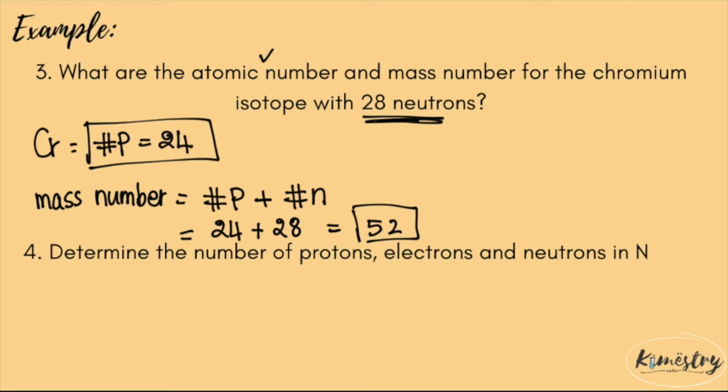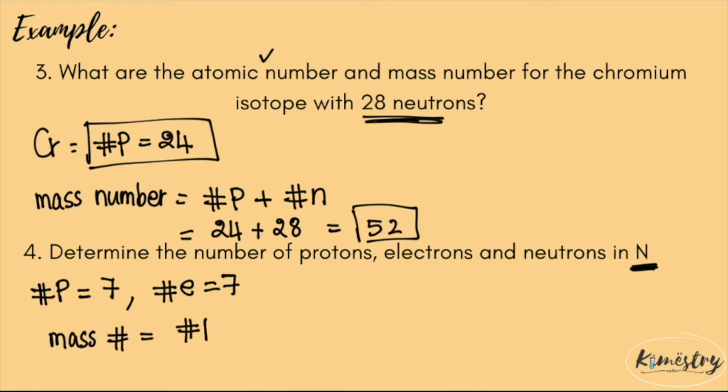So going back to the periodic table, you would right away know that the number of protons of nitrogen is equal to 7. Since this is a neutral atom, the number of electrons is also going to be 7. We know that mass number equals number of protons plus number of neutrons. Therefore, number of neutrons is going to be equal to mass number minus number of protons.